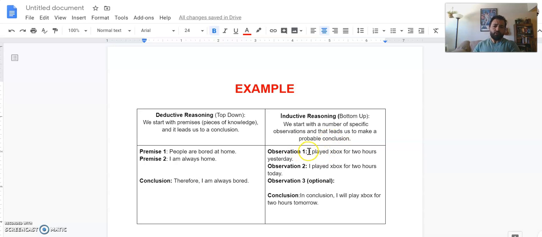So observation 1 would say, I played Xbox for 2 hours yesterday. Observation 2 says, I played Xbox for 2 hours today. The conclusion is, in conclusion, I will play Xbox for 2 hours tomorrow. We can't prove it, but based on the patterns that we've seen, we can assume that I will probably be playing Xbox for 2 hours tomorrow, right? The difference here is that we're basing it, again, on observations.